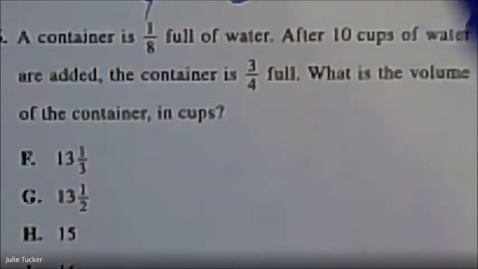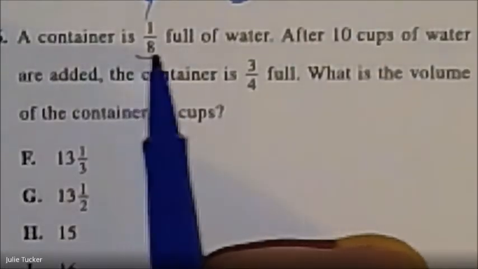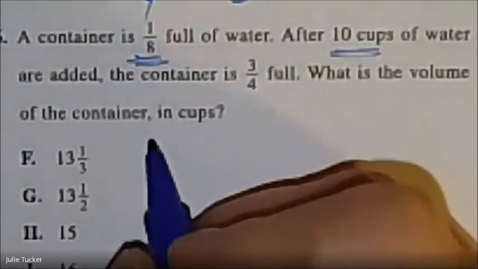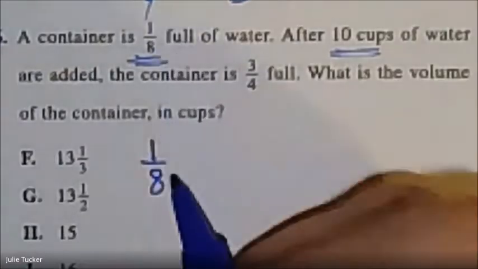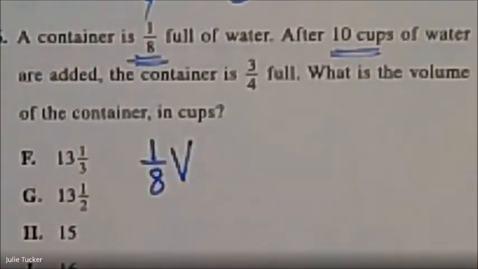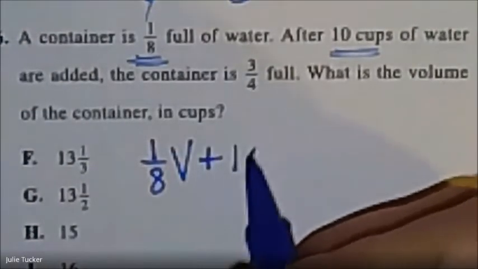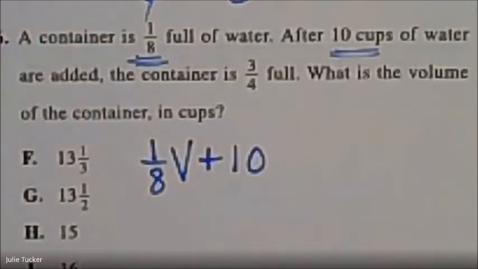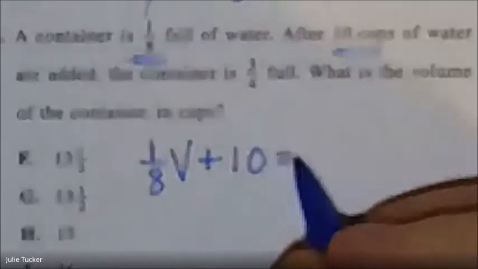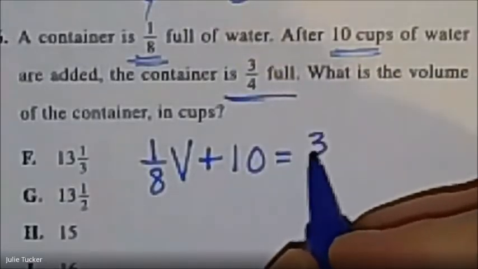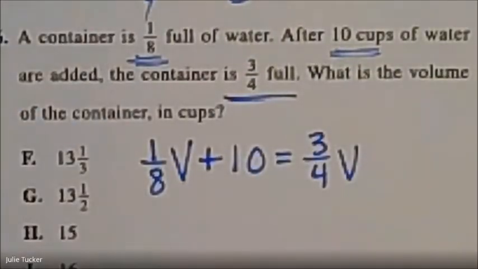Here's what you can do: you can write an equation for the total. You can say 1/8 plus 10. So it's 1/8 of you don't know the volume, okay? So I'm going to go 1/8 of the volume by doing V for volume. 1/8 of the volume plus 10 cups of water makes it equal to 3/4 of the total volume. That's how you could do it. Yeah.